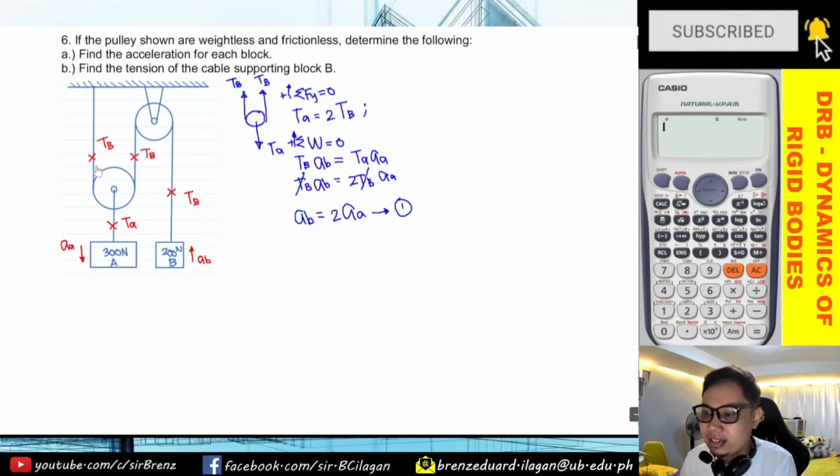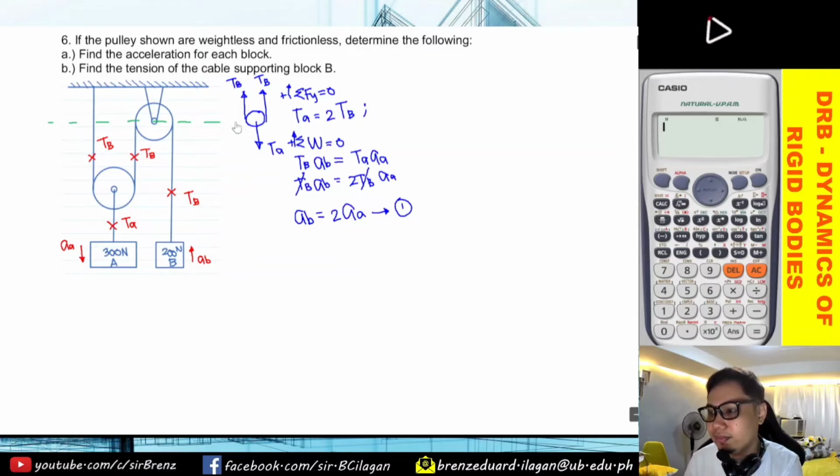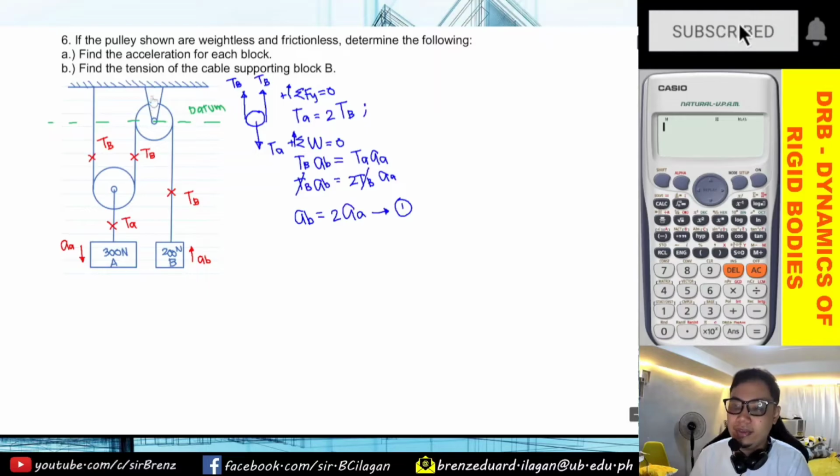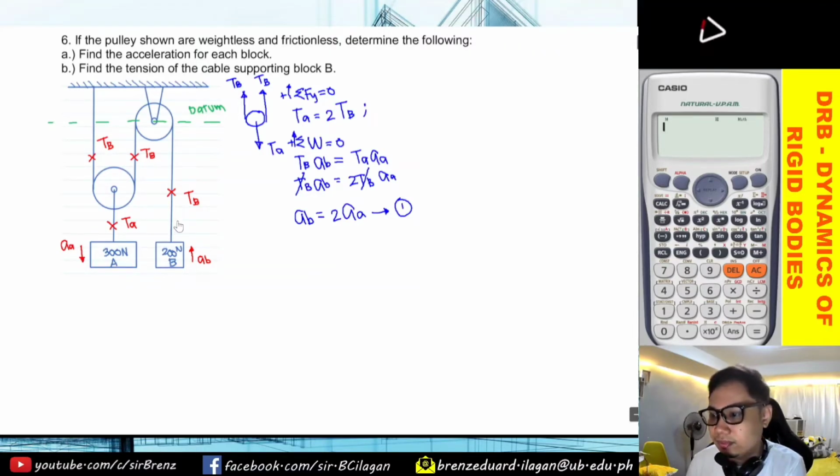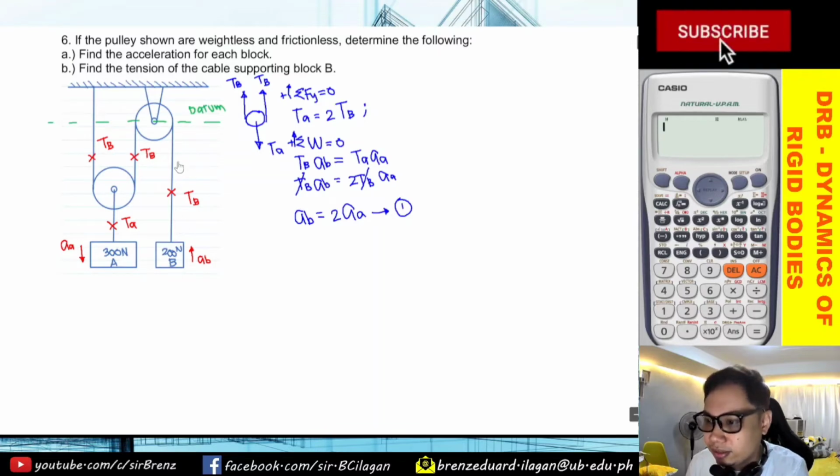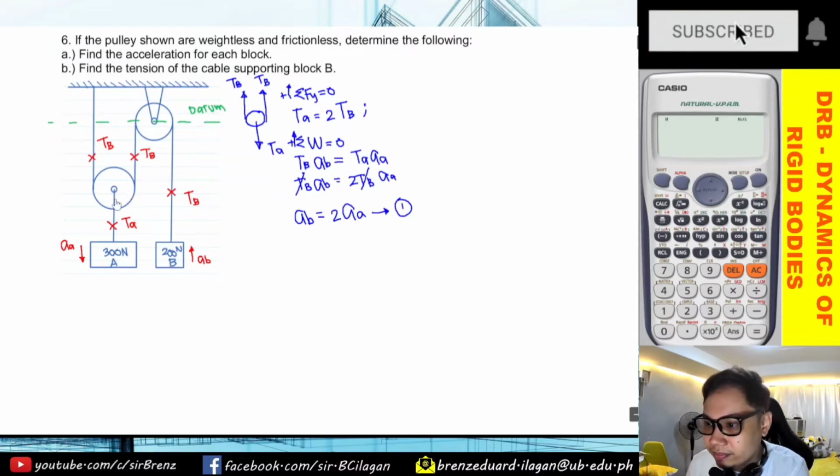So, mag-set ka lang ng reference datum kung saan fix yung isang So, para sa akin, ito yung gagawin kong datum. Datum. Ayan. So, fix to. Hindi to gagalaw kasi nga ito, yung pulley mo. Ayan. So, ang sunod, ito fix na to, di ba? Ayan. So, anong gusto nyong letter ang pangalan natin sa kanya? So, H na lang din.